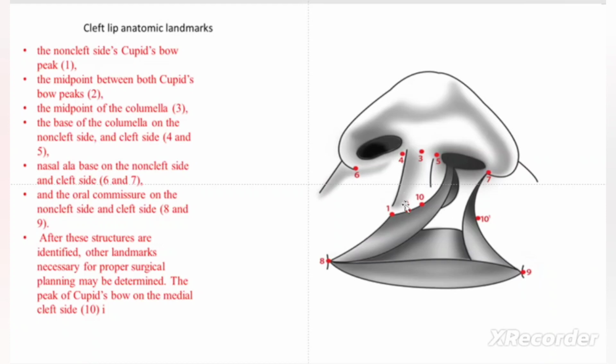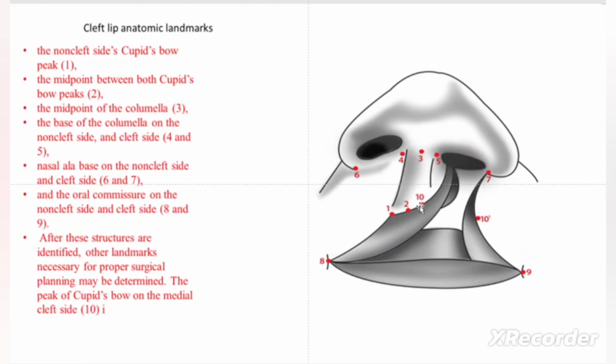See, after marking, this is the horizontal height of the lip from 8 to 9. The vertical height is from 4 to 1. But here the cleft side 5 to 10 will be shorter than 4 to 1. So we have to give more height on the cleft side. For that we will mark 3 flaps. Number 1 is the rotation flap. Number 2 is the advancement flap. Number 3 is the columella flap.